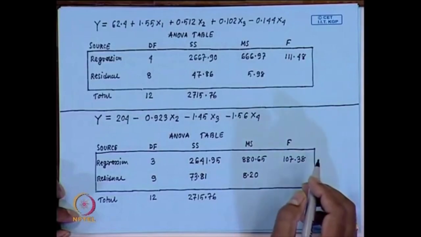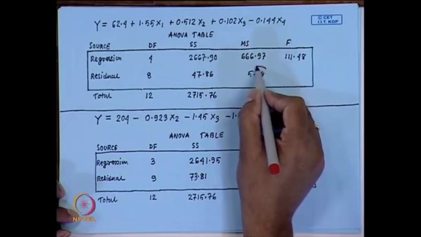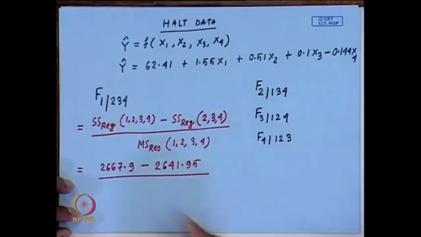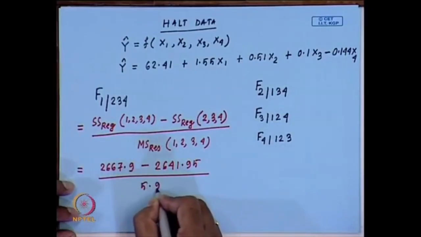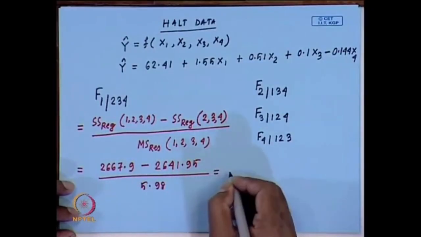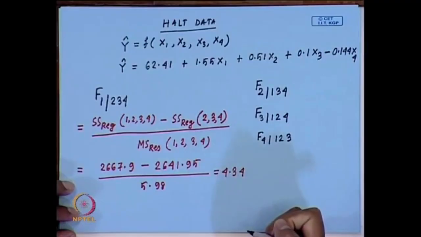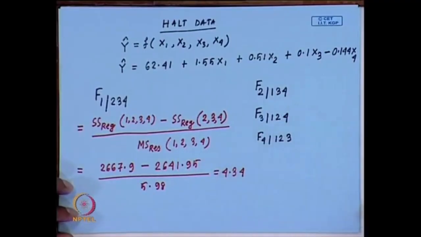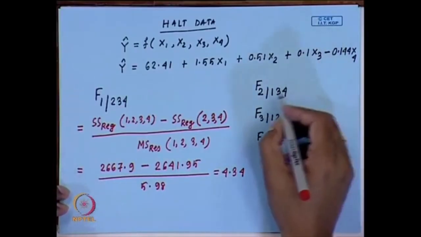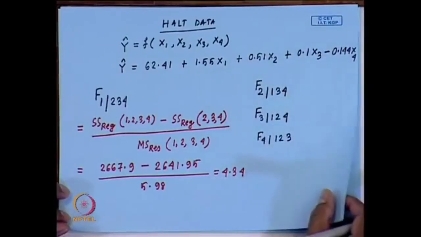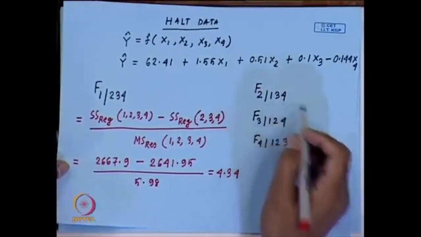Now, what I want to say is that I will be using this MS residual, that is the MS residual for the full model. So, 5.98, this value is equal to 4.34, right. Now, we need to compute the other values also. Maybe I will just explain this one also, F 2 given 1, 3, 4.